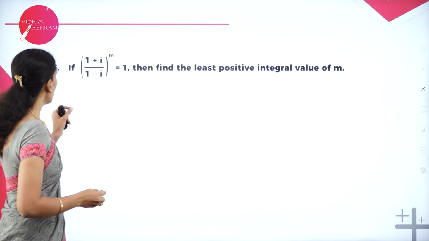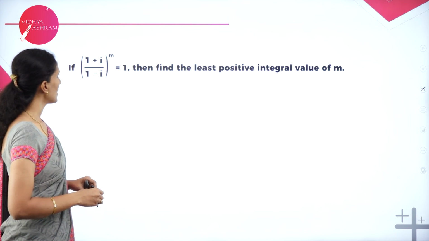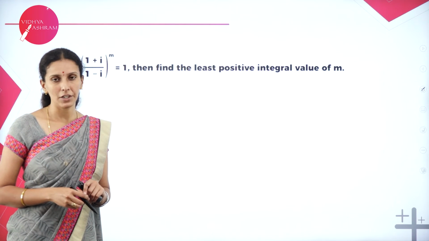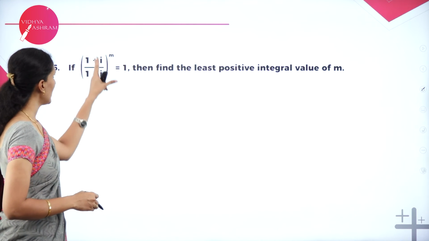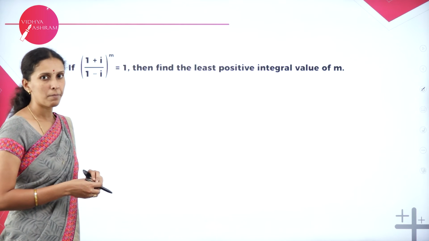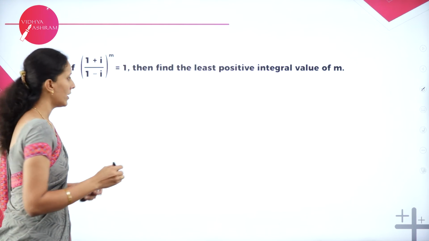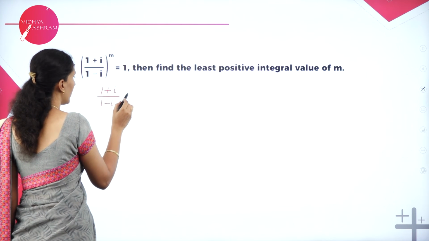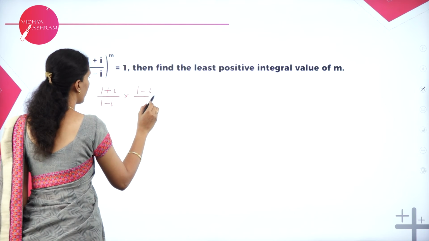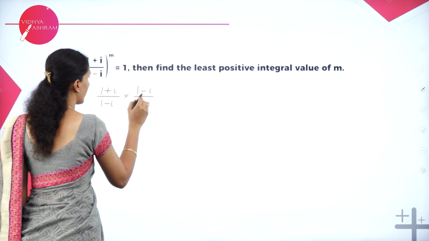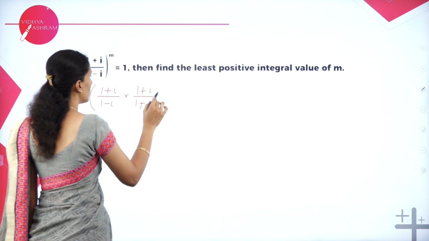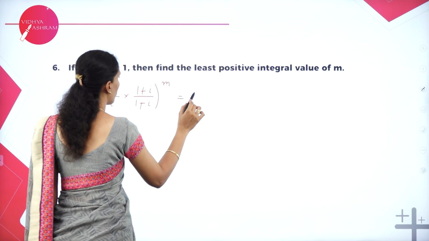Next question. If ((1 plus i) divided by (1 minus i)) whole power m is equal to 1, then find the least positive integral value of m. So let us first rationalize (1 plus i) by (1 minus i). So here (1 plus i) divided by (1 minus i) into (1 plus i) divided by (1 plus i), the conjugate of 1 minus i being 1 plus i, whole power m is equal to 1.